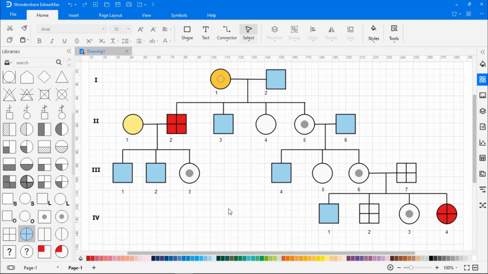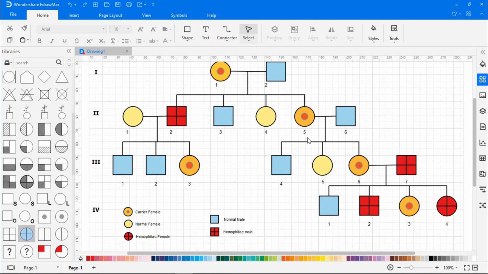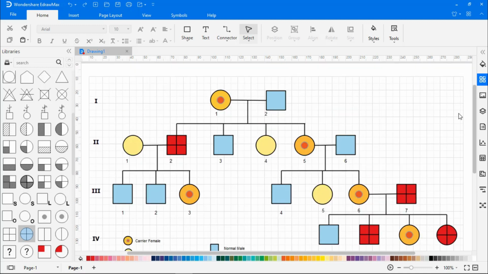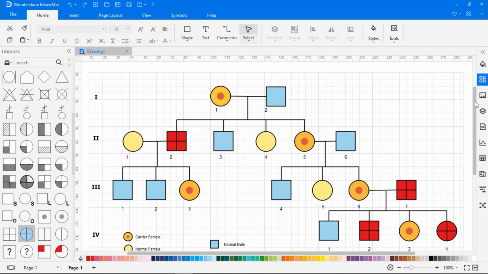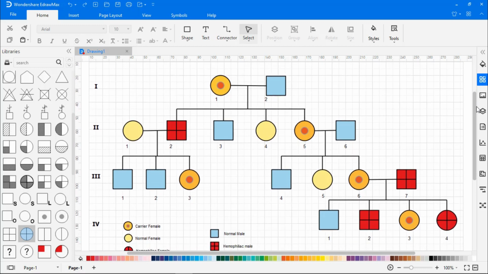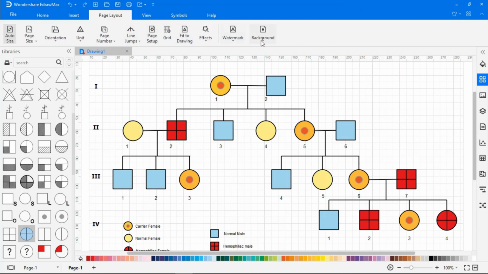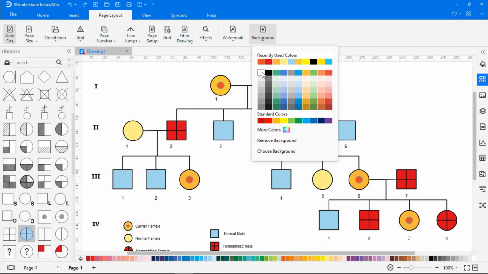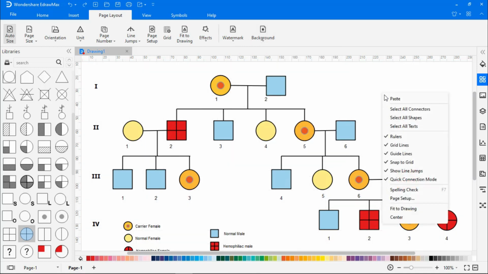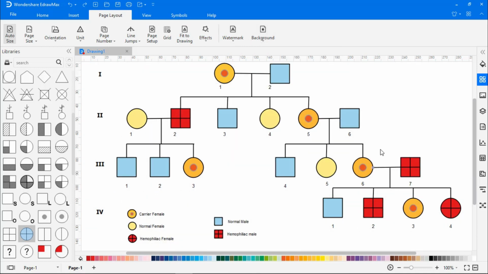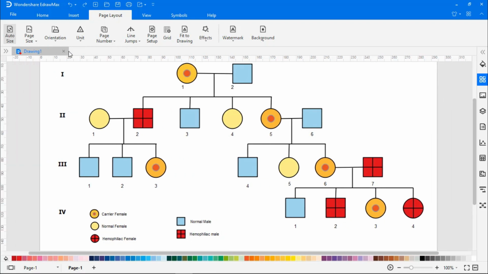Let's use colors for quick identification of what the symbol stands for and add the legend. Now let's change the background color to white and then fit to drawing. And our pedigree chart is ready.